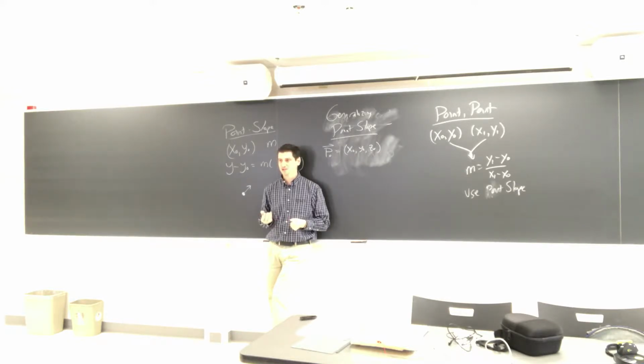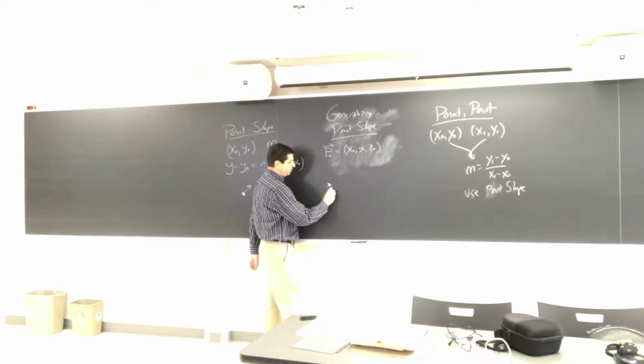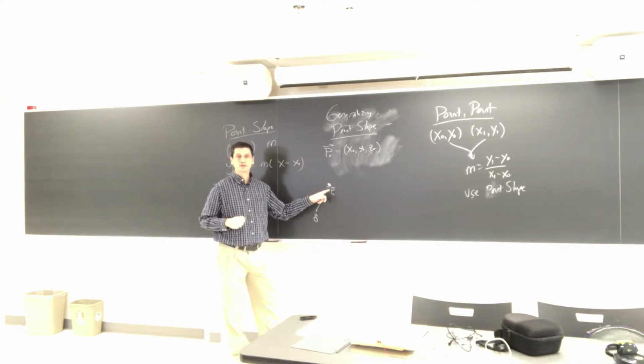Any preference? Seeing no overwhelming preference, since x0, y0, z0 is on the board, we'll do it that way. So we now have a point in 3 space. So here's the origin, 0. And here is the line to the point P0. So P0 is some point on my line.